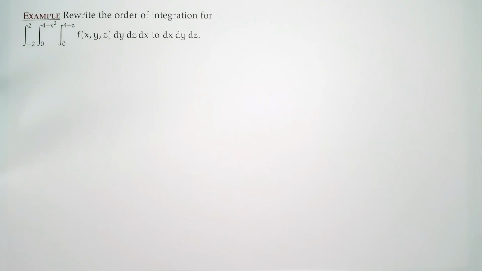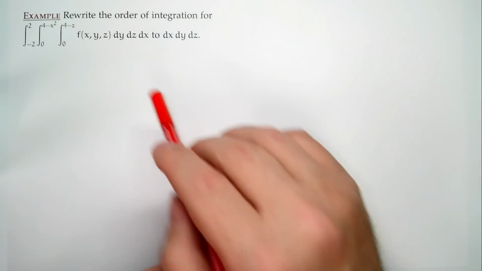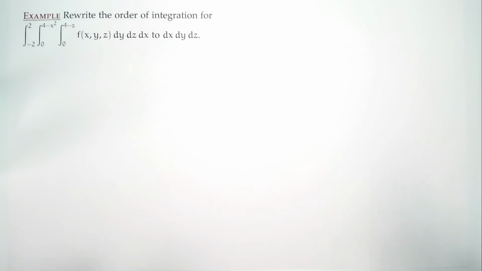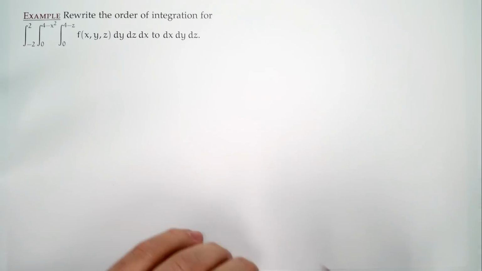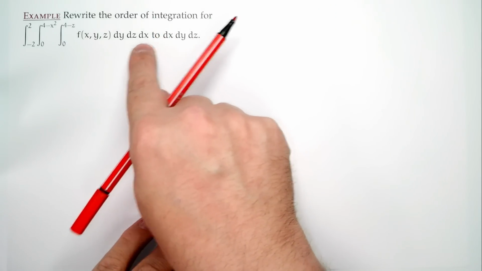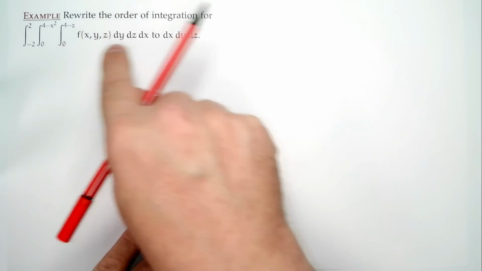So, rewrite the order of integration. So we have the integral negative 2 to 2, the integral 0 to 4 minus x squared, and the integral from 0 to 4 minus x, f of x, y, z, dy, dz, dx, and we're changing it to dx, dy, dz, but then we stop, because we can't integrate it, because we don't know what f is. So we start saying, okay, the process, we need to figure out our current region. So we start by reading off the bounds. We start from the outside and work our way in.